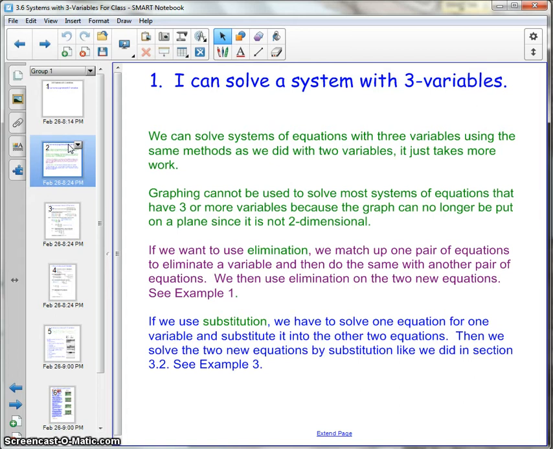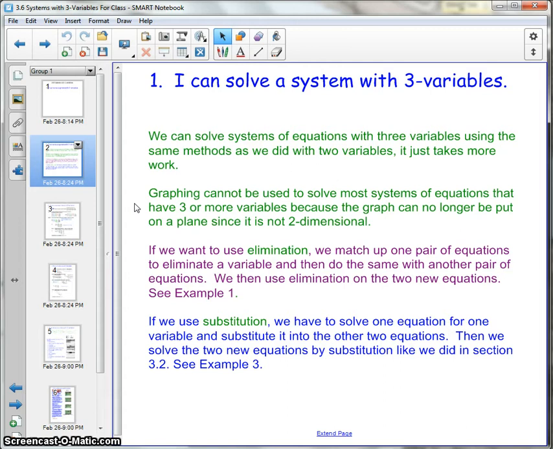We used graphing, elimination, and substitution, and you can use any of those three ways to solve systems of equations that have three variables. Graphing cannot be used to solve most systems of equations that have three or more variables because the graph can no longer be put on a plane since it's not two-dimensional. You'd have to think about how it would look three-dimensional, and that gets a little bit difficult to look at. So we're not going to focus on graphing at all in this lesson.